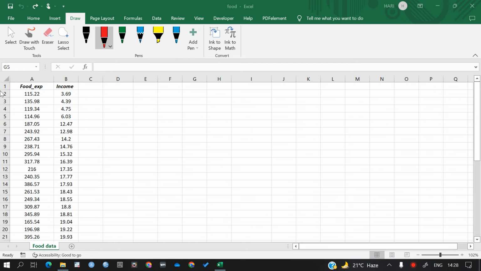So in this video, I will be using this data file to estimate the equations. This is the data set for which we are going to estimate the simple linear regression model.